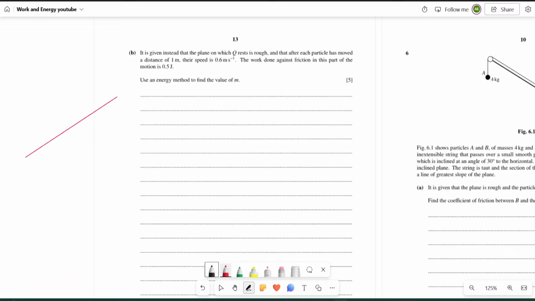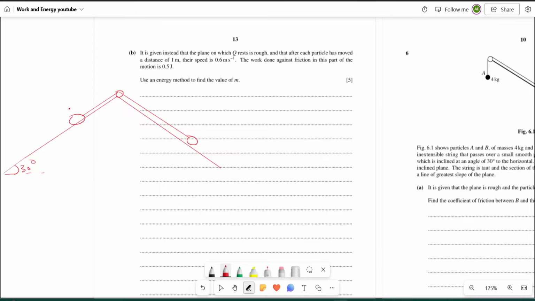Let's redraw the whole thing. We had this, we had the pulley, we had another slope. This was 30 degrees. This is particle P. This is particle Q. They're all connected with a tension or a string. Okay. This is 45 degrees. And now this plane is rough. So there is going to be some friction force over here.